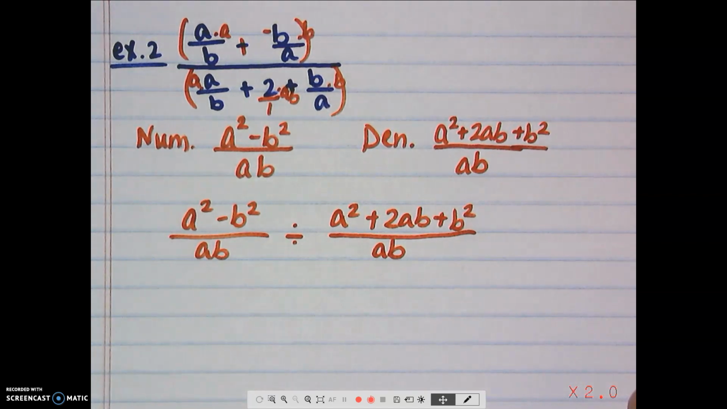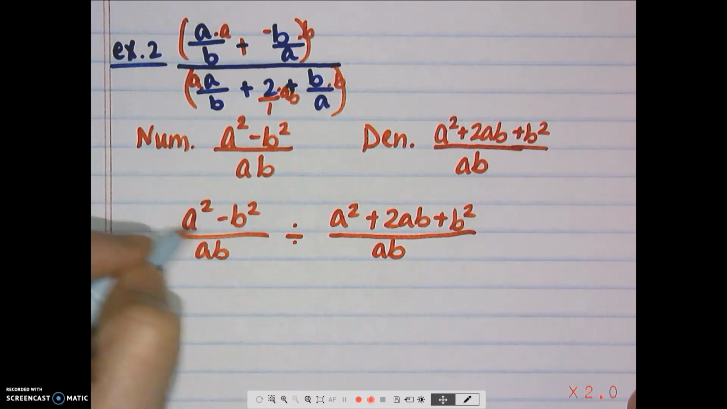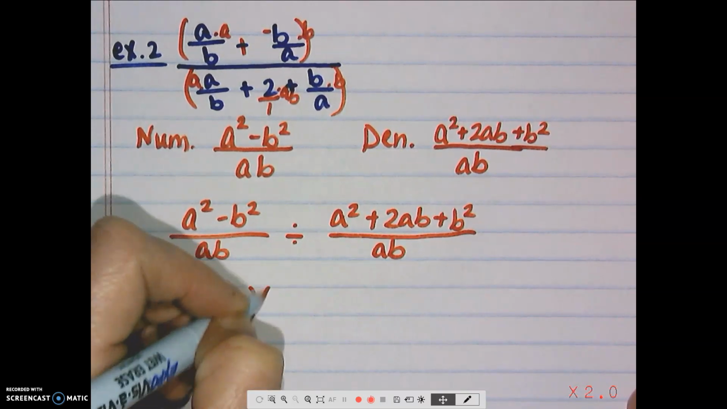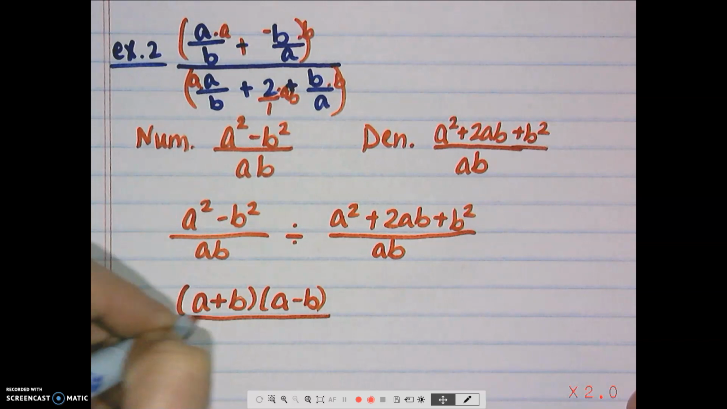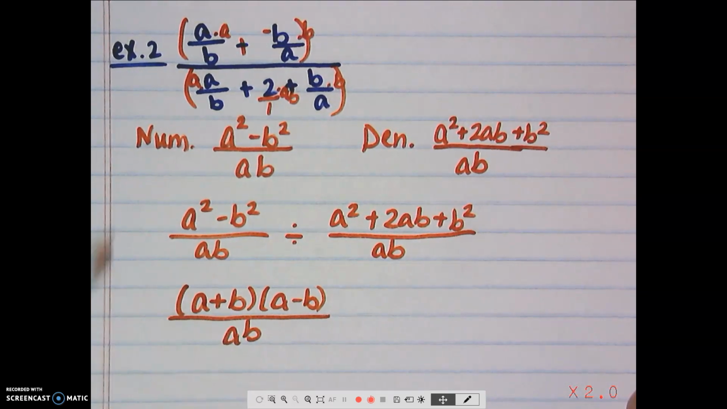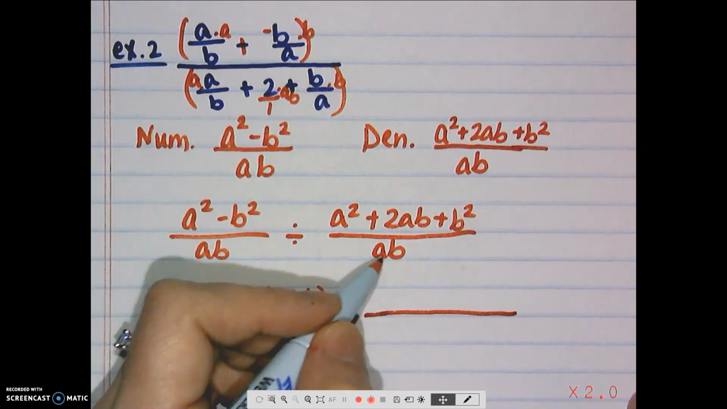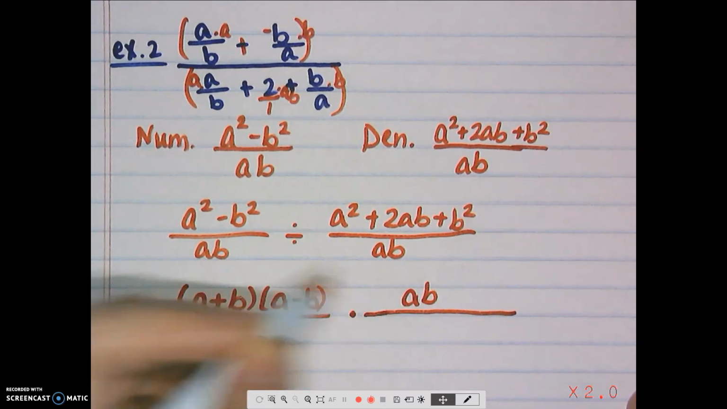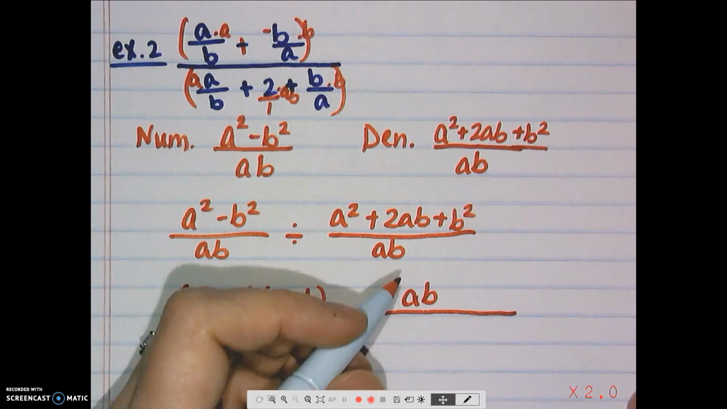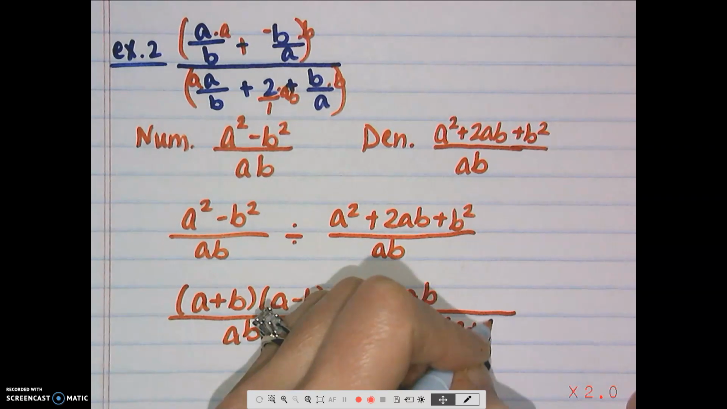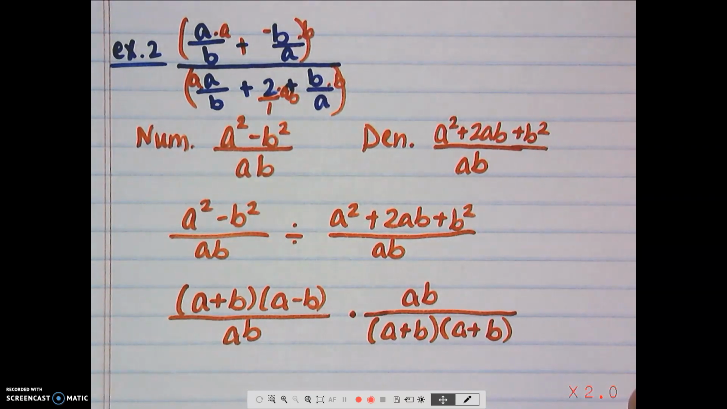And for division, we need to factor everything as much as possible, and then we flip the second fraction to start crossing things off. So let's factor as we go here. A squared minus b squared is the difference of squares, so we get a plus b, a minus b, over ab. The second fraction we're going to flip, so this ab is going to move to the top, and then a squared plus 2ab plus b squared can factor into a plus b and a plus b, or you could also say a plus b squared, doesn't matter.